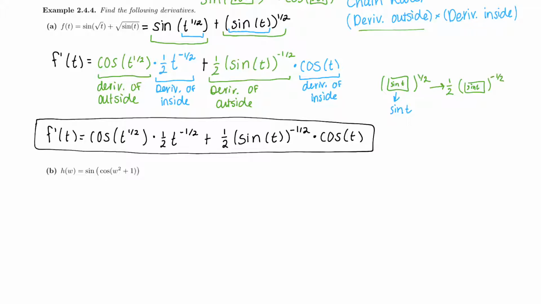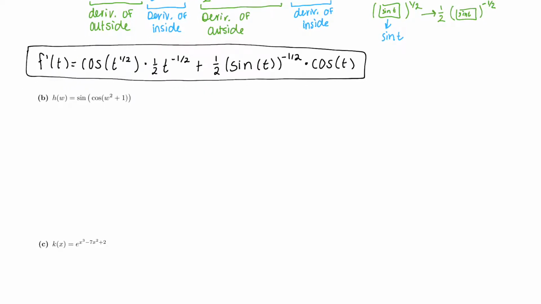So for that one, we had two chain rules that had to be done side by side. Now, for this next one, this is actually like a nested chain rule. So we have chain rule within chain rule that needs to happen here because there's not just one inside. So we have this very inside function, which is w squared plus 1. We have this inside but not fully inside function, cosine of w squared plus 1. And then we have this outside function, sine of cosine of w squared plus 1.